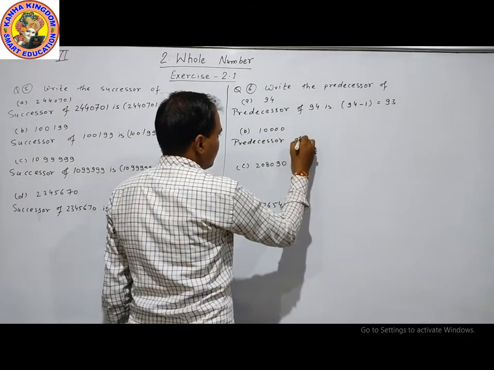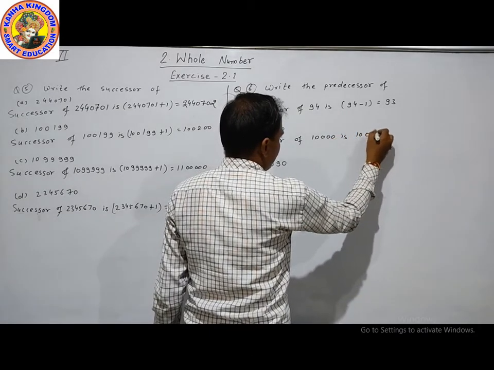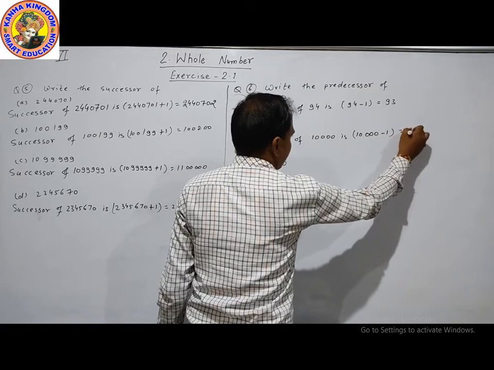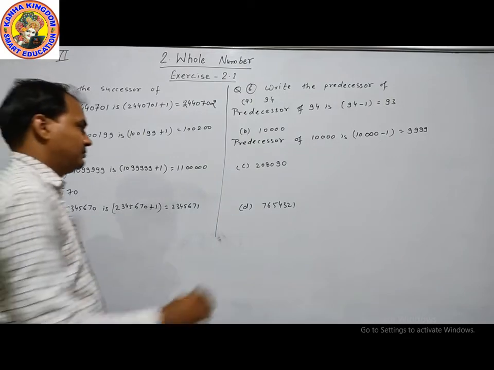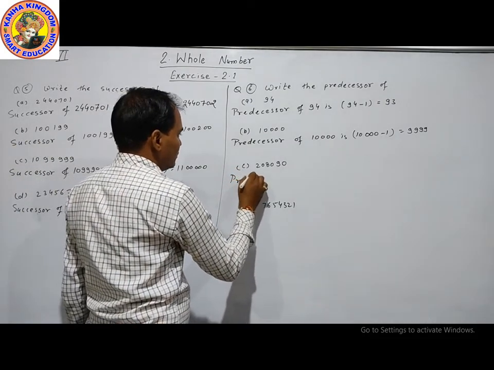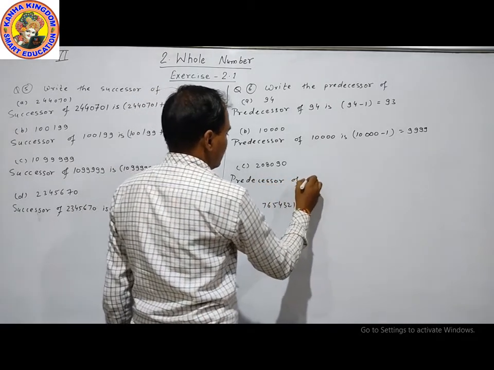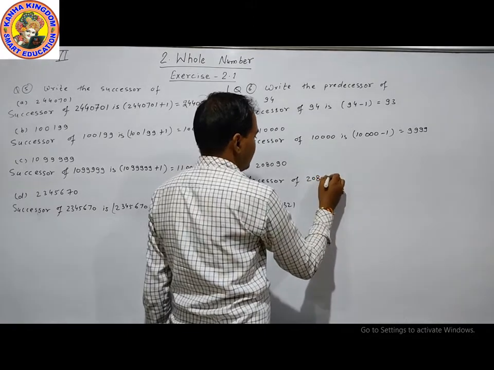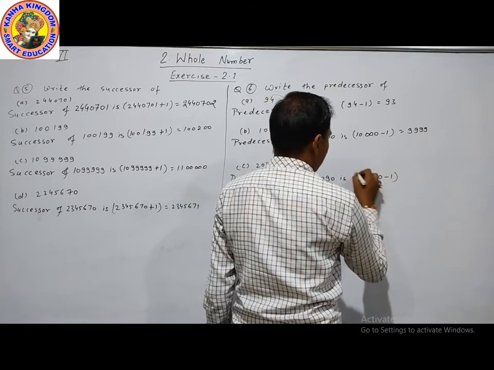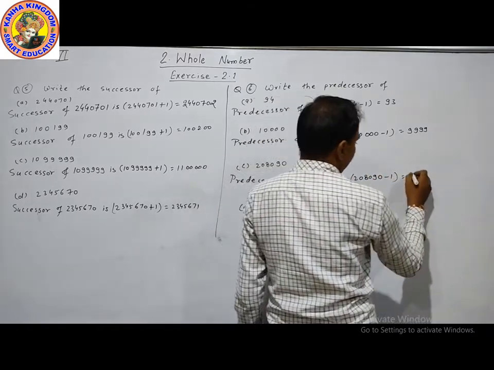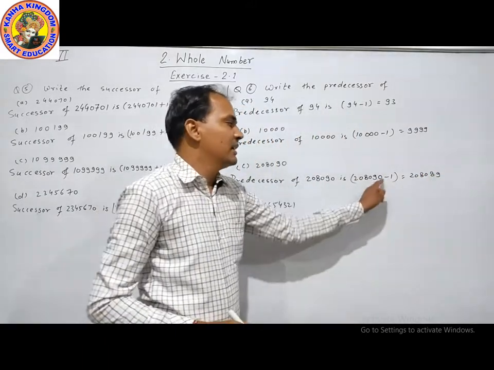Predecessor of 10,000 is 10,000 minus 1, 9,999. This is our predecessor. Predecessor of 208090 is 208090 minus 1. You can subtract in a rough copy. 208089. 90 minus 1 is equal to 89.